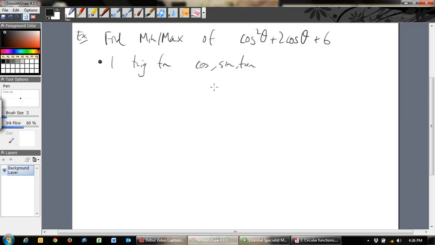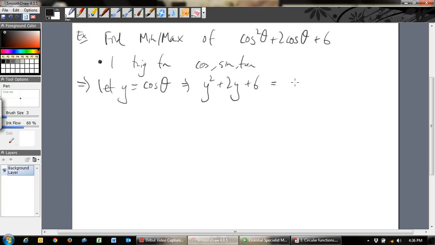So let's have a look. How can we write this as only having one trig function in it? It doesn't factorize, and it might be easier if I do a substitution and let y be cos theta. That gives us y squared plus 2y plus 6. It cannot be factorized, since there are no numbers that multiply to 6 and add to 2. But what we can do, which is even better, is complete the square.